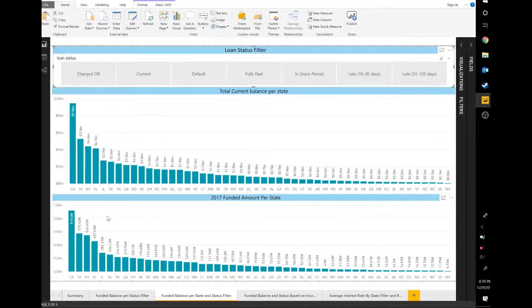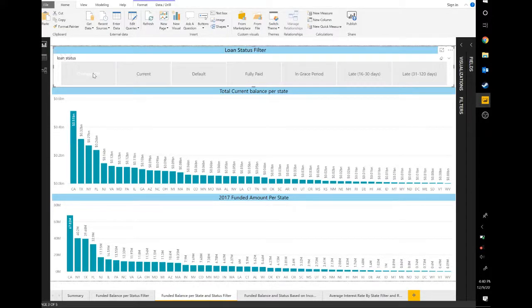This section shows out of $6.5 billion that were originated in 2017, 919 million was originated in California, 575 million was originated in Texas. If we filter and look at the charged off accounts, we can see that although Texas has more business than New York, New York has a slightly higher amount of charged off accounts than Texas.